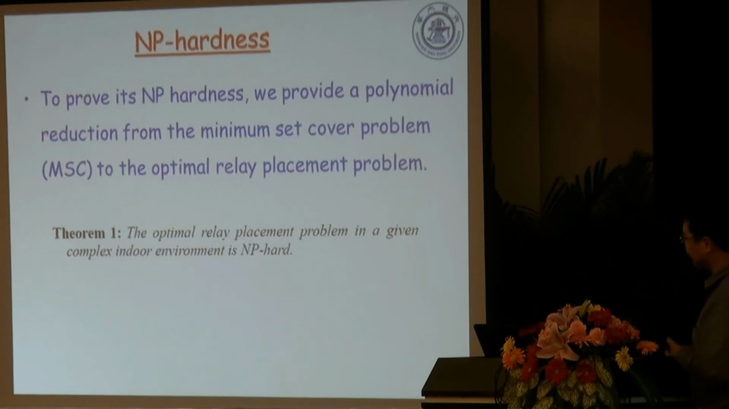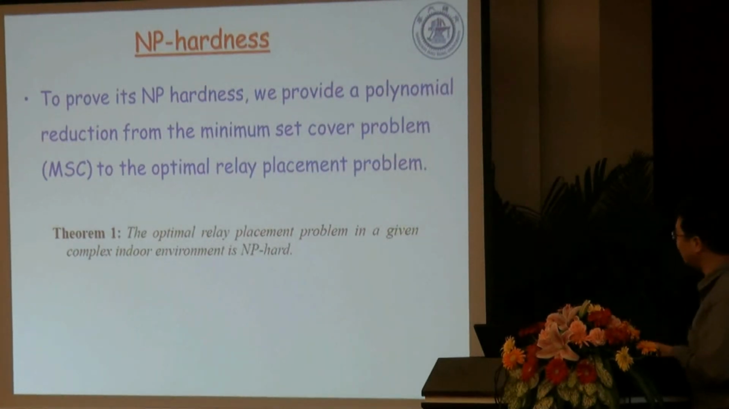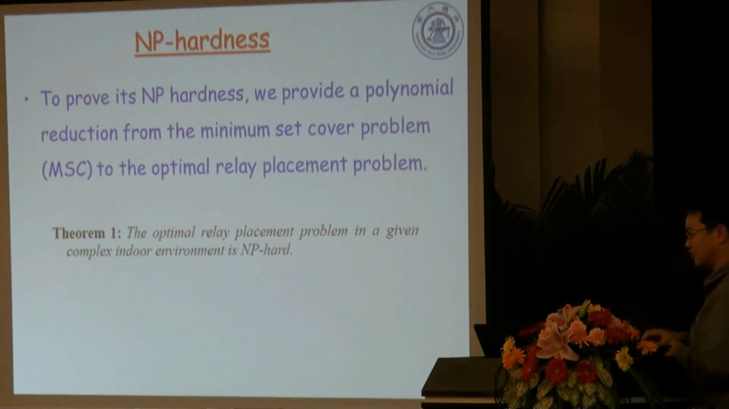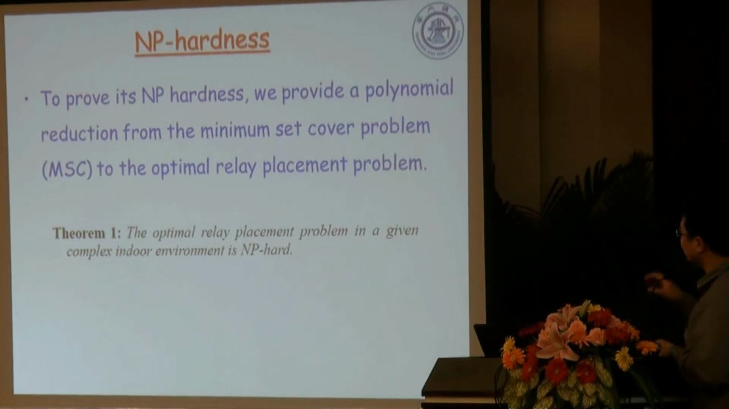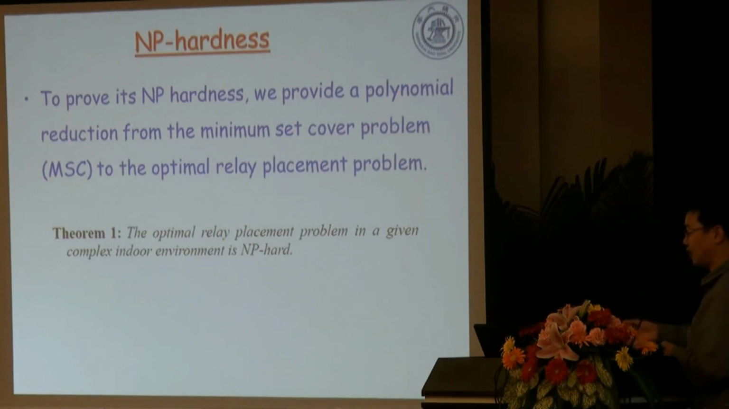We prove that this problem is NP-hard. We can complete the proof by reducing the minimum set cover problem to our relay placement problem. The set cover problem is, given a set and a collection of sets, to find a subset of the sets that covers it while minimizing the number of chosen subsets. So we can simply reduce the minimum set cover problem to our problem. I won't give the detailed proof.